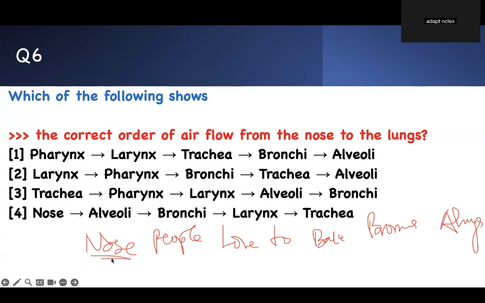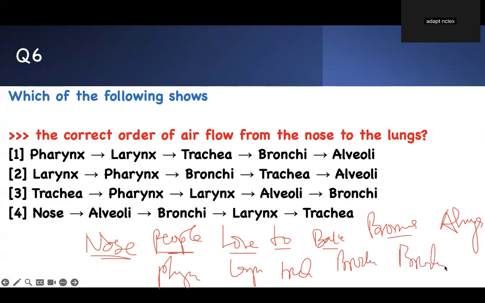The nose is your nose. The P in people is the pharynx. The L is the larynx. The T is the trachea. The first B is the bronchi. The second B is the bronchioles. And A is the alveoli. So from your nose, you go to your pharynx. You don't go into your larynx, you don't go into your trachea, and from your nose, you don't go into the alveoli. Therefore, this is your right answer.